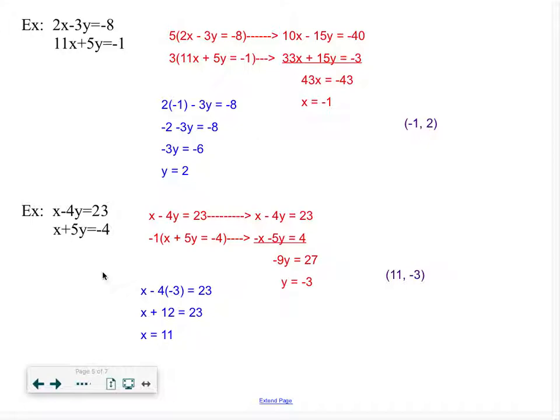In the second equation, I did the same thing. This time I looked for the x's to add to be 0. Since the coefficient in front of x here is positive 1, I multiplied this by negative 1, and I added down the columns. I solved for y. I took my y, I plugged it back in to one of the original equations, and solved to get the x value, 11, negative 3.